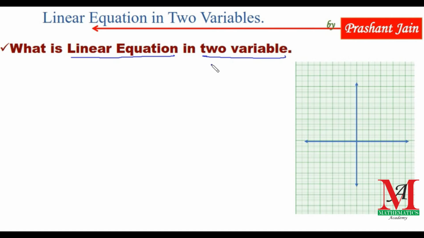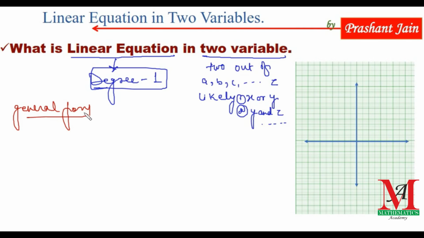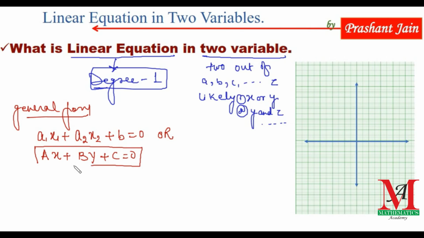Now what about two variables? Two variables means the same thing, two out of a, b, c up to z, like x or y, y or z, and so many others. And a linear equation is when the degree is 1. Now we'll see the general form: a1x1 plus a2x2 plus b equals 0. Therefore ax plus by plus c equals 0, which you see as the general equation in your textbook, and the above equation is derived from the general form.